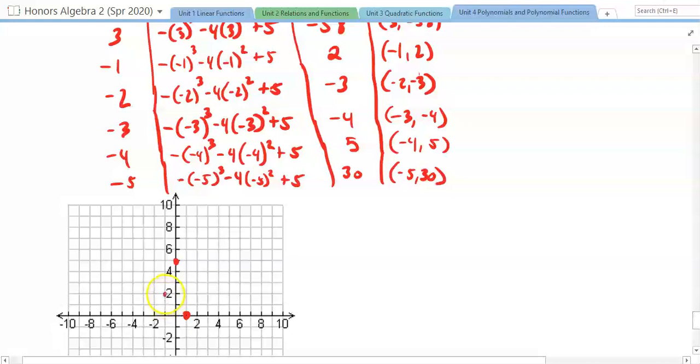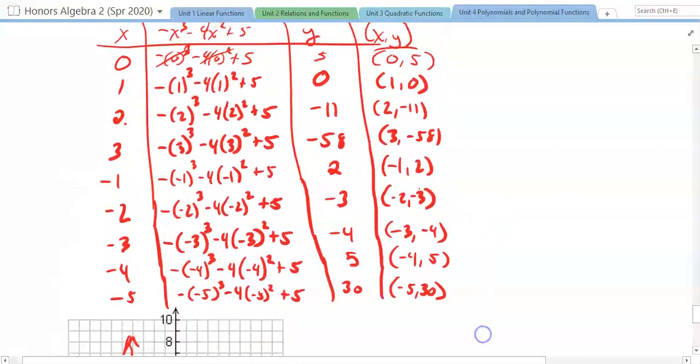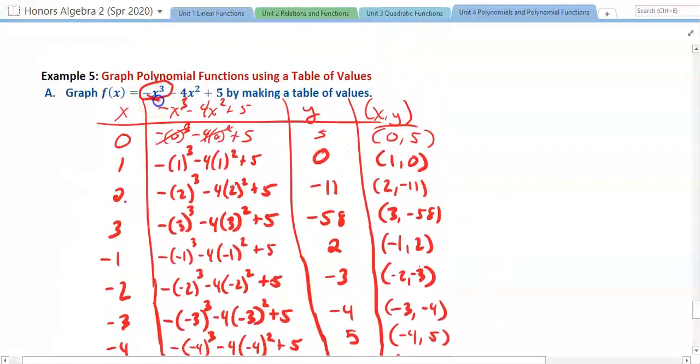So we've got negative 1, 2. We've got negative 2, negative 3. Negative 3, negative 4. Negative 4, positive 5. And then negative 5 is positive 30 way up there. And so as we look at this function, we start to see what it's going to look like. And again, it doesn't necessarily mean that it's turning at that dot there. It could be going like this and then back like this. But we see that the end behaviors are consistent with the degree and leading coefficient.